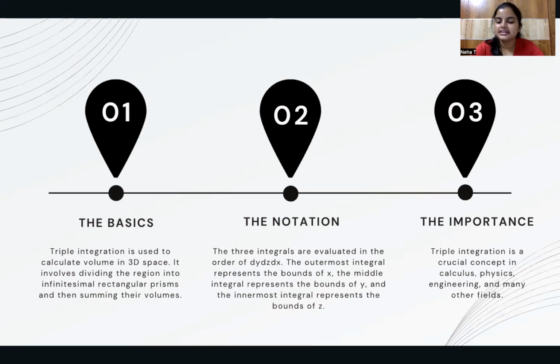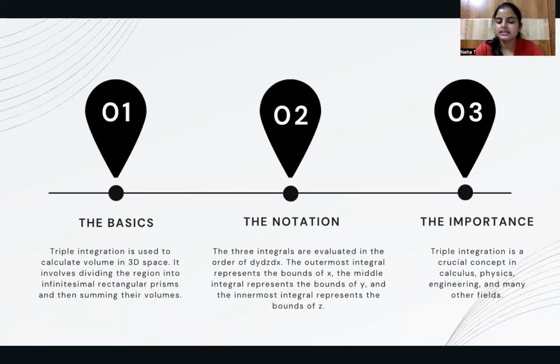The three integrals are evaluated in the order dy, dz, dx. This is not compulsory. We can take any order. We can take dx, dy, dz, or dz, dy, dx, in any order we can take the triple integrals. But depending on that, we have to take the limits and the various things related to that.